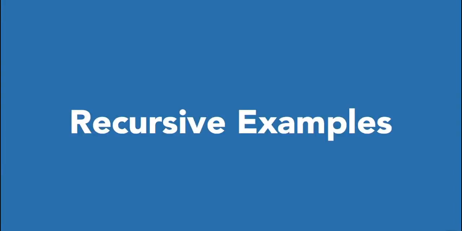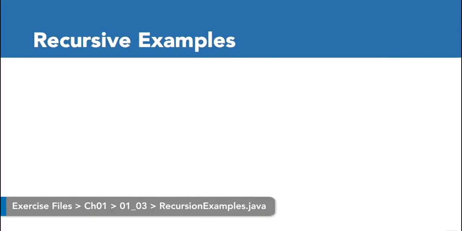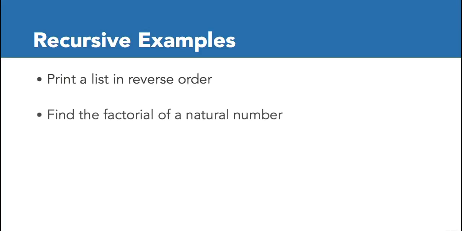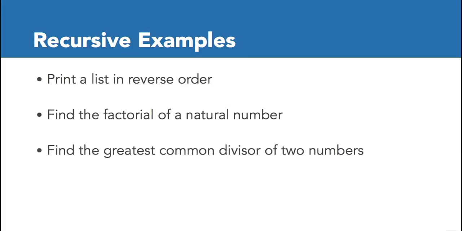Now we're ready to take a look at some programming examples of recursion. For this movie, I have already created a template in my exercise folder under 0103 that can be used as a starting point. The main method has been set up to test 3 functions. The first one will print a list in reverse order, followed by finding the factorial of any natural number, and finally finding the greatest common divisor of any 2 numbers.